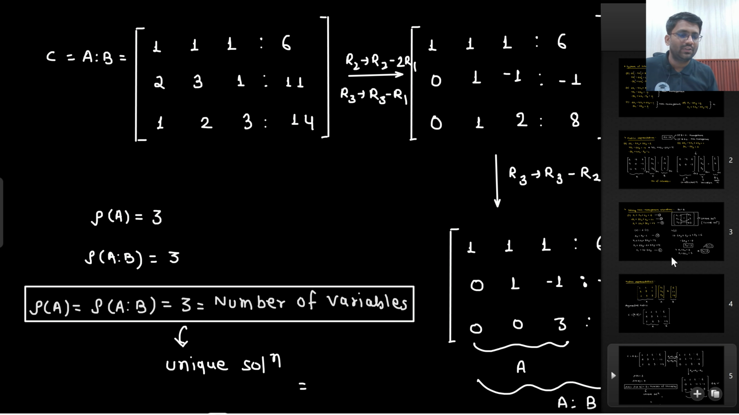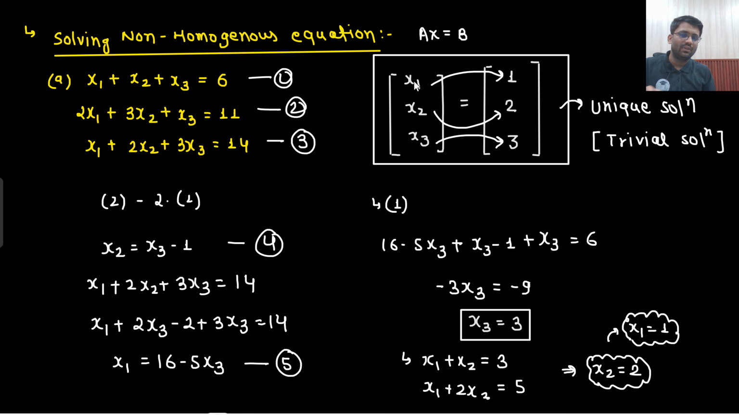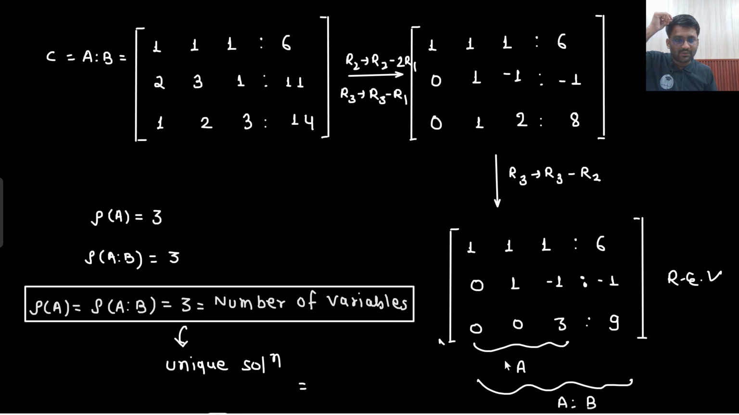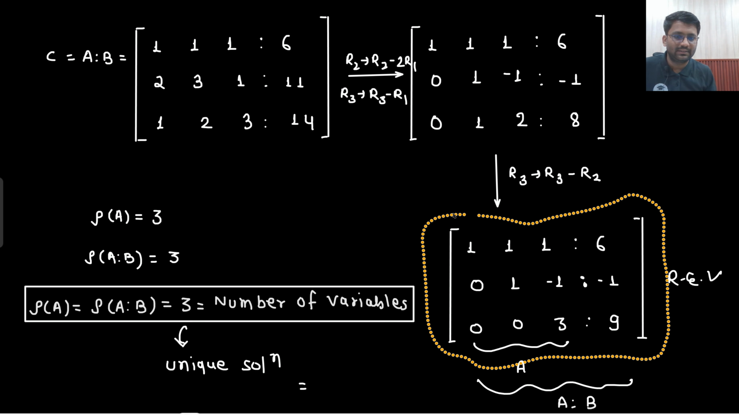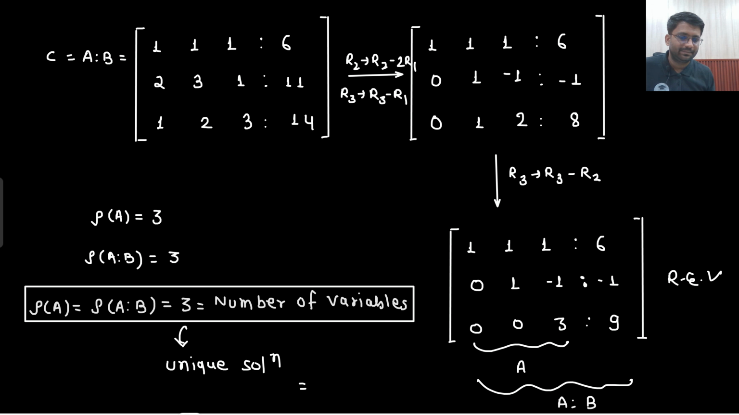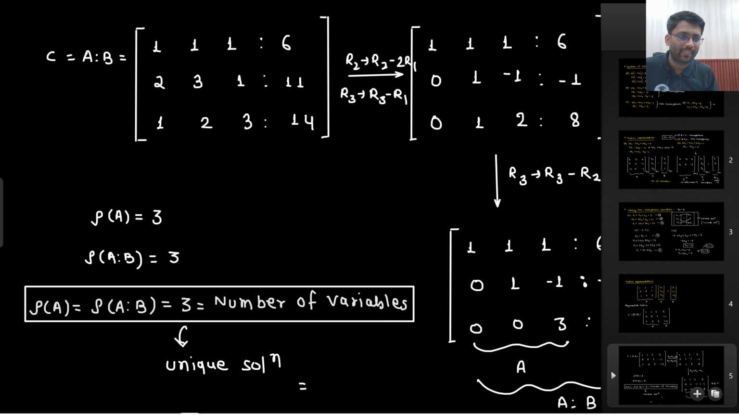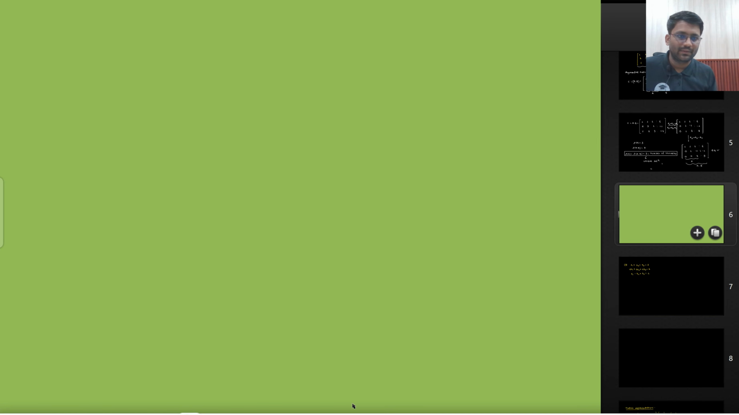What was the unique solution? Here, this was the unique solution, no? X1 was 1, X2 was 2, X3 was 3. Now, this is the last matrix we got. So let's talk about this particular matrix, what we got in the last. Let me add a page and copy this matrix here. And this is what we got in the last.